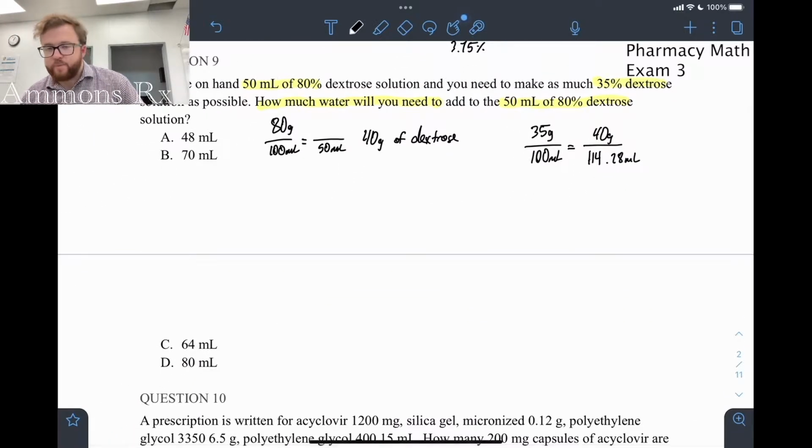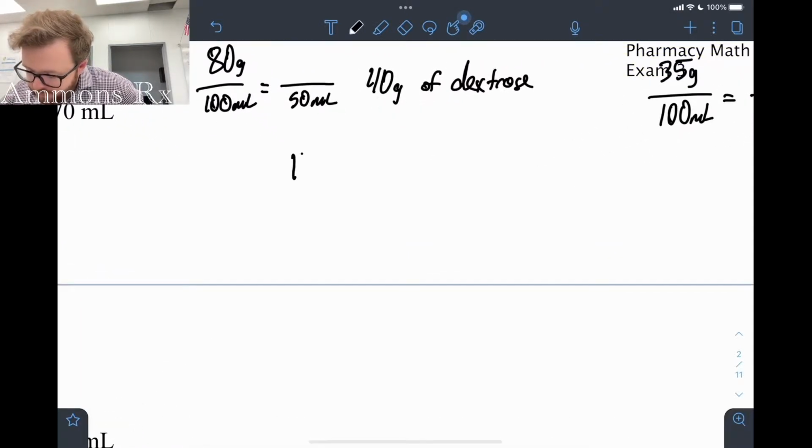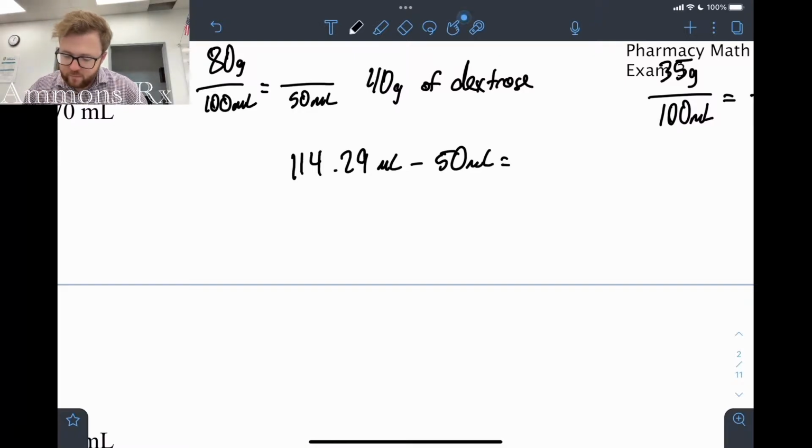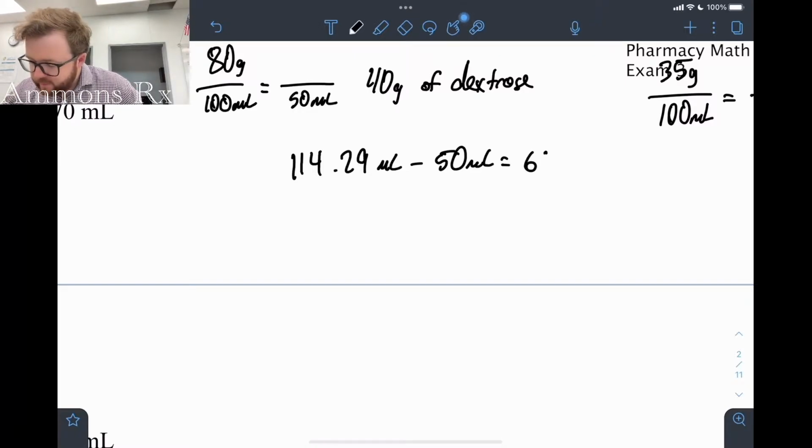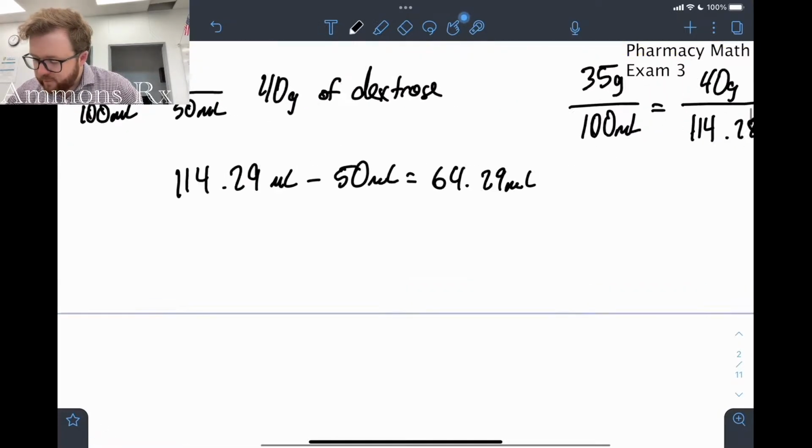But in that problem, you have to remember that you did not start with a pure dextrose solution. It wasn't 100%. That doesn't make sense. So in this solution, you started with a 50 mil solution. So what is 114.29 minus 50 mils? It's going to be 64.29 mils of water.